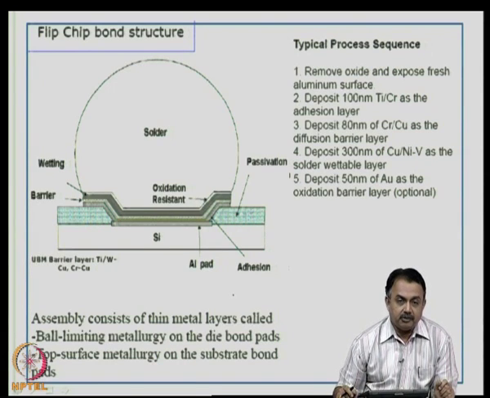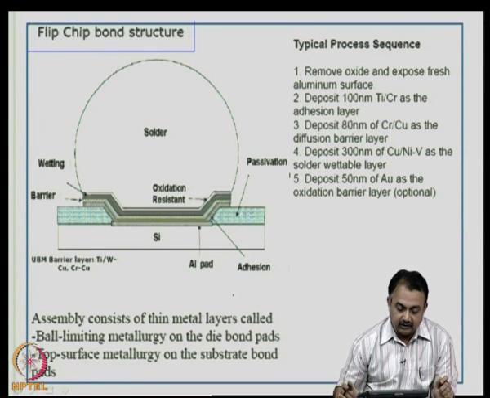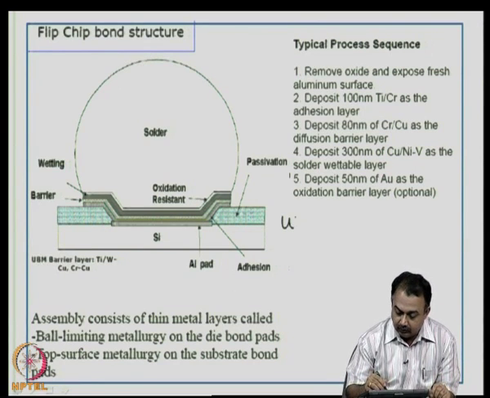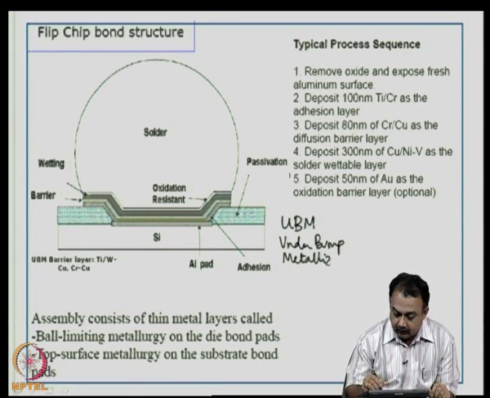Now, the flip chip bond structure is very important. You need to know about it, because I briefly mentioned every flip chip has got a UBM, under bump metallization, UBM. Why do you require a UBM?